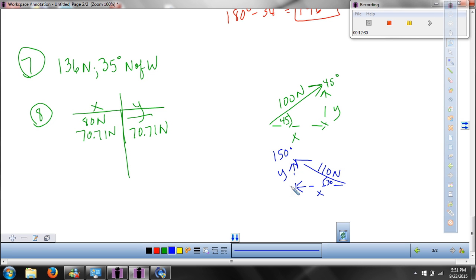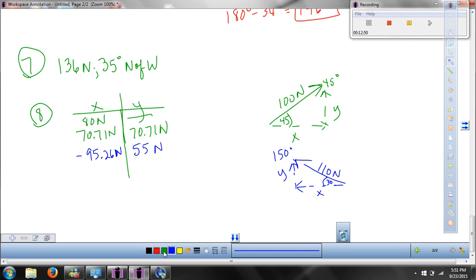When I did sine of 30 times 110 newtons, I got 55. This is, I think, identical to the one we did in class. When I did cosine of 30 times 110, I think I got a negative 95.26, and it's negative because it's pointing to the left. Oops, that's supposed to be an N for newtons.